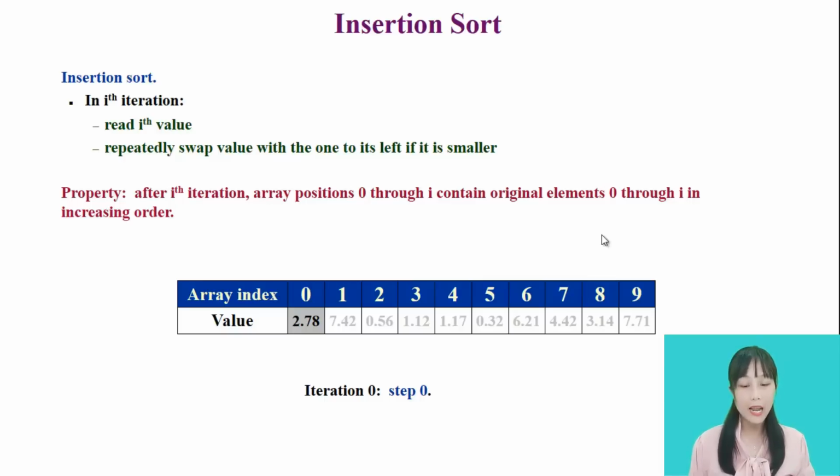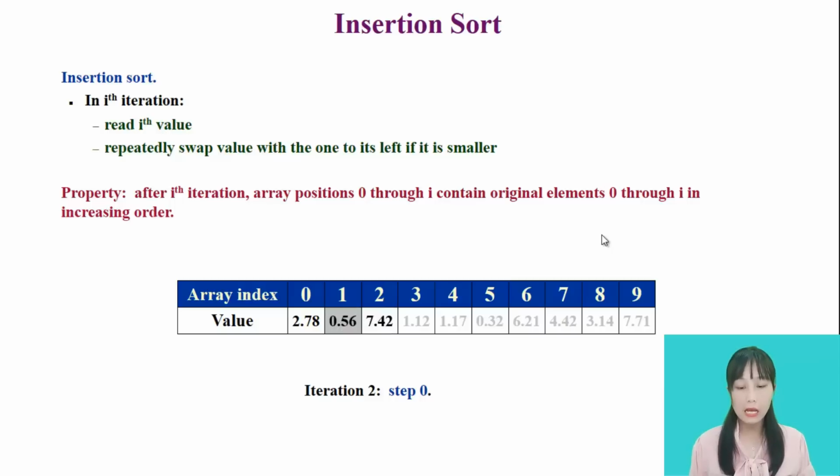I have 10 elements. Iteration 0: 2.78. Step 0, no swap. Iteration 1: 7.42. Step 0, no swap. Iteration 2, step 0. I noticed that 7.42 is greater than 0.56. I will swap it.